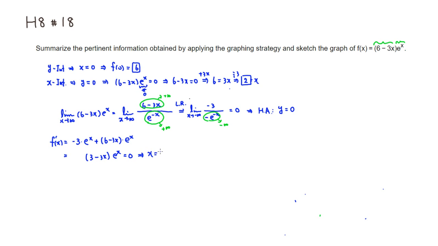So x equals 1 is a critical number. All right, then we can do a number line. So we're going to do an increasing, decreasing check. So put the 1 critical number there. All right, then we're going to look at the sign.